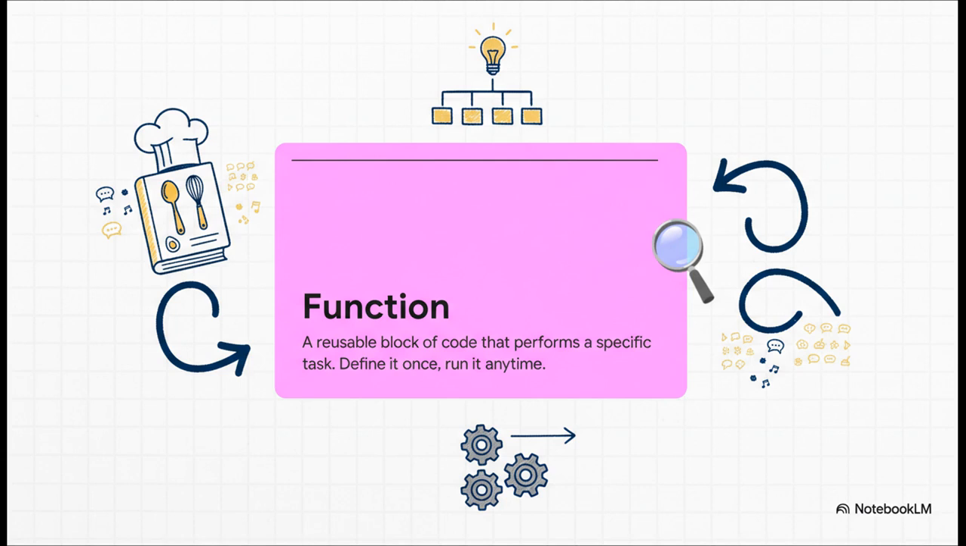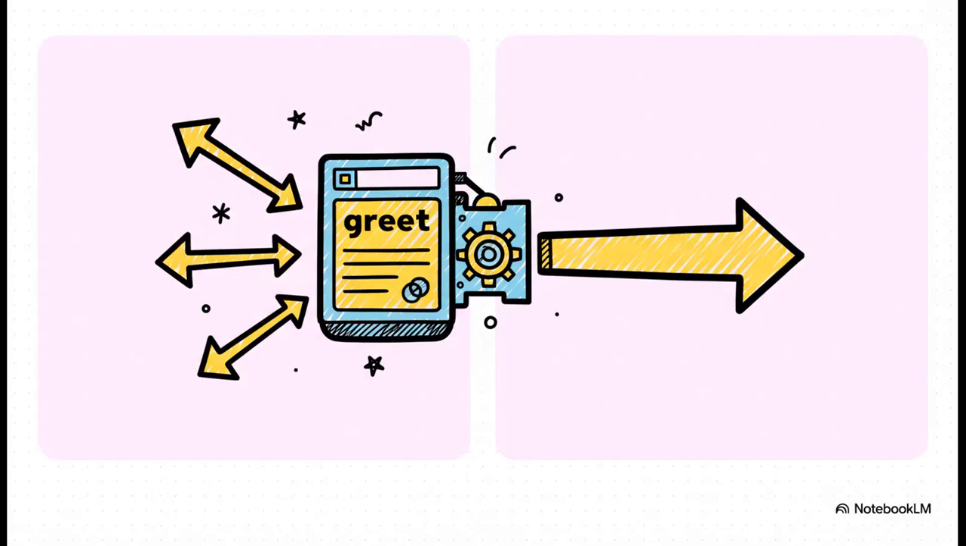A function is basically a reusable block of code that you give a name. Think of it like a recipe. You write the recipe down once, and then anytime you want to make that dish, you just call out the recipe's name. And this is where you can really see the magic.